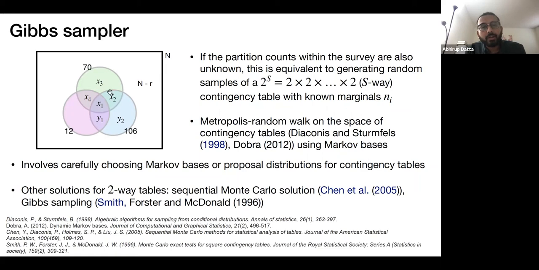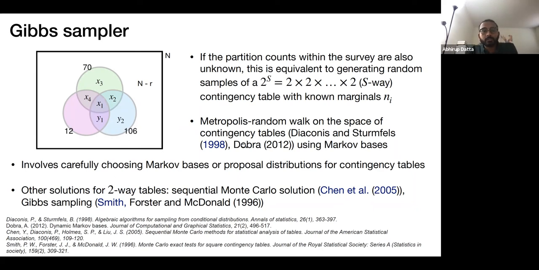So this setting where all of the fine partition counts are unknown can be viewed as an S-way contingency table, or 2 to the power S contingency table, where you have the known marginals and you want to sample a random draw of that contingency table. Because you have the known marginals, but all the fine partition counts are unknown. And there is a lot of literature which have done that, and which is why we went back and tried to see what are the solutions for this kind of harder problem.